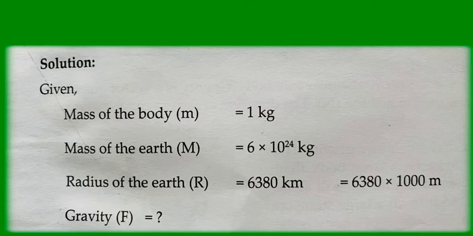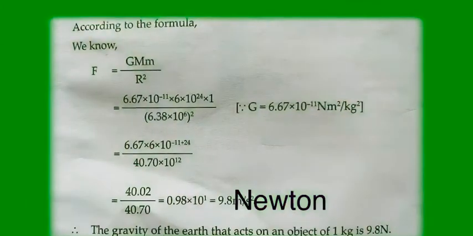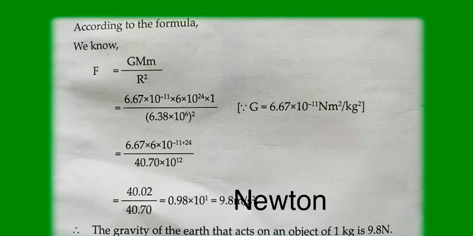Now it is converted into meter, and we are going to calculate gravity. Symbol capital F equals what? After this, we must write according to the formula. We know that the formula is capital F equals capital G, capital M, small m upon r square, and these values are given earlier. So in this formula we are going to plug in these values.